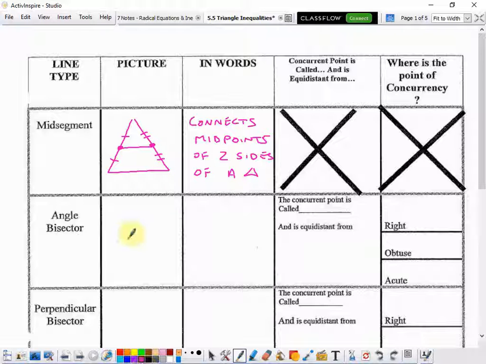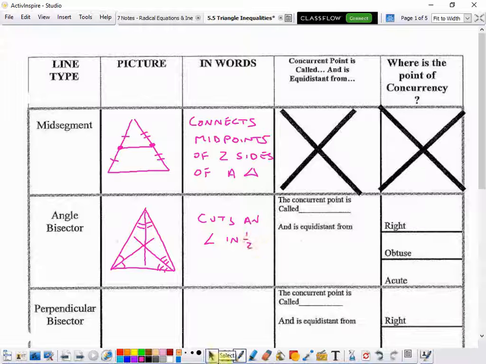Next is angle bisectors. So an angle bisector cuts an angle in half. If we draw in all three, they will all meet at one point, so they are concurrent. Okay, so an angle bisector cuts an angle in half. The point of concurrency is called the incenter. And that point is equidistant from the sides of the triangle.